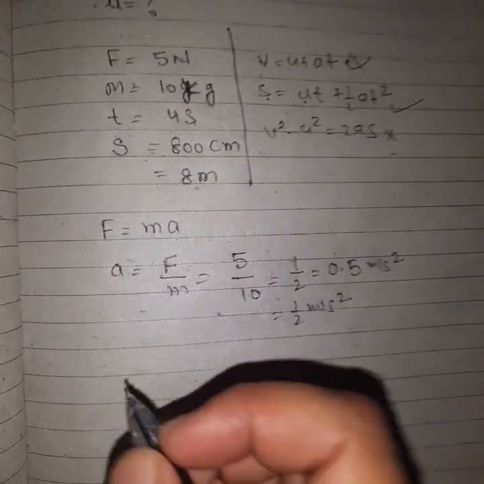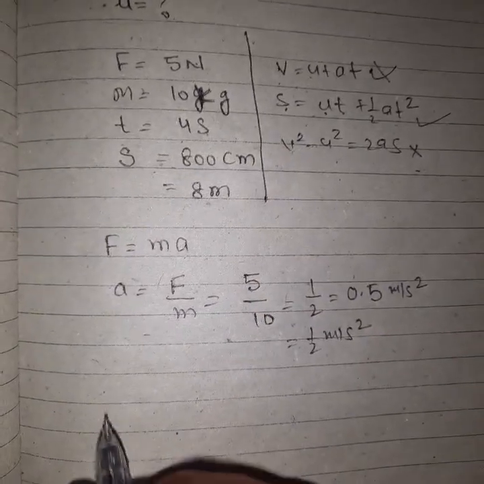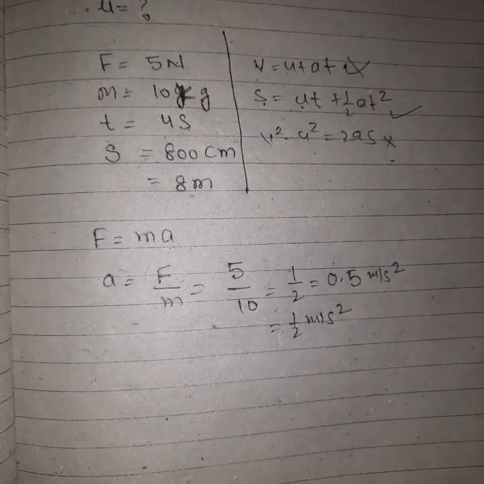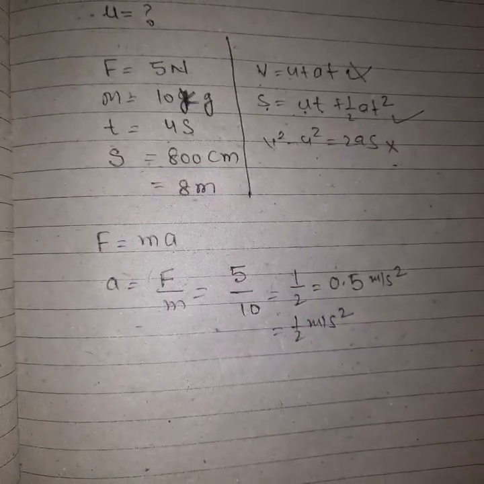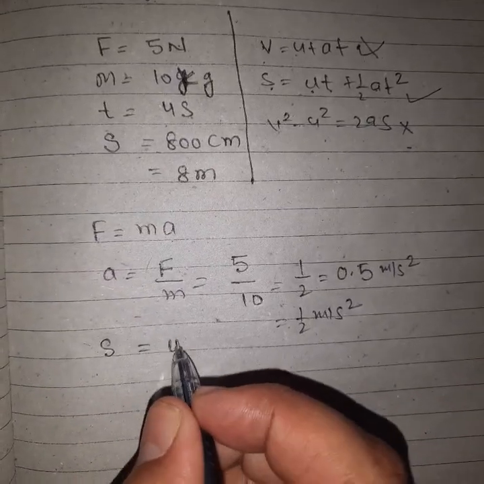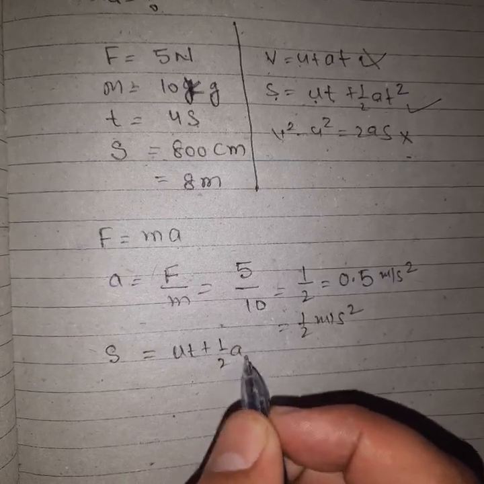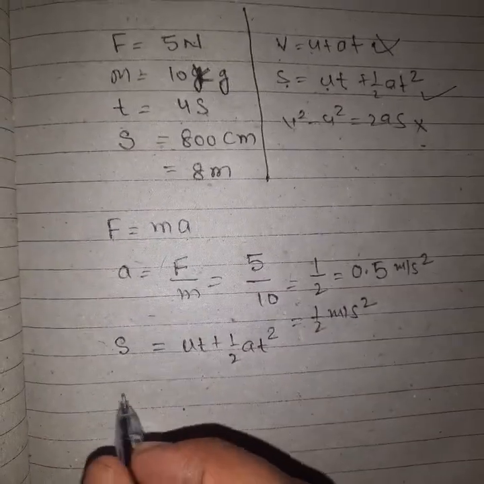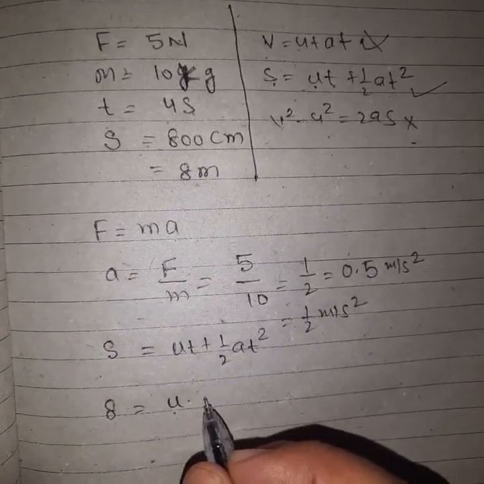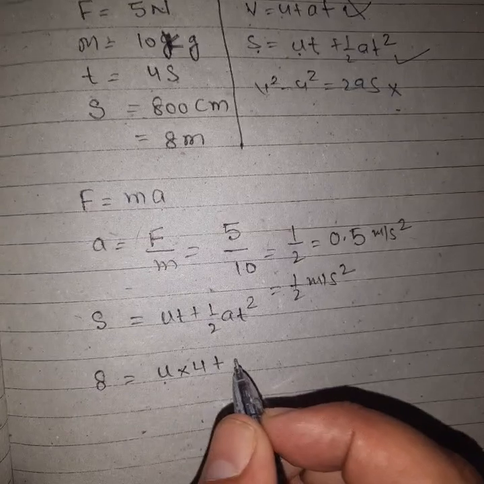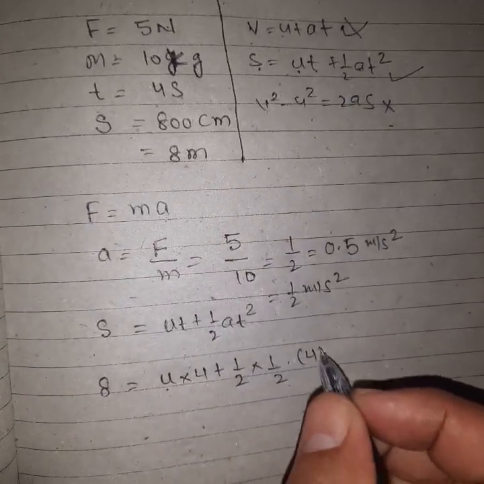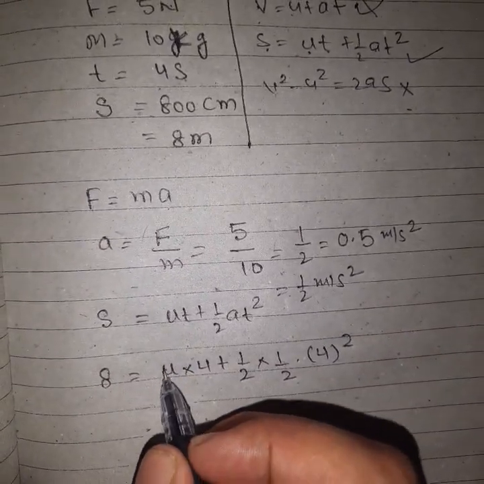So see here, with those things which are given, we will use the second equation of motion for finding the initial velocity. Clear? Then listen students, s is equal to what? s is equal to ut plus half at square. Clear? So s is given how much? 8. u we have to find out. t is given how much? 4 second, plus half, a is given how much? 1 by 2. t is given how much? 4 square. So this we have to solve, means find u.